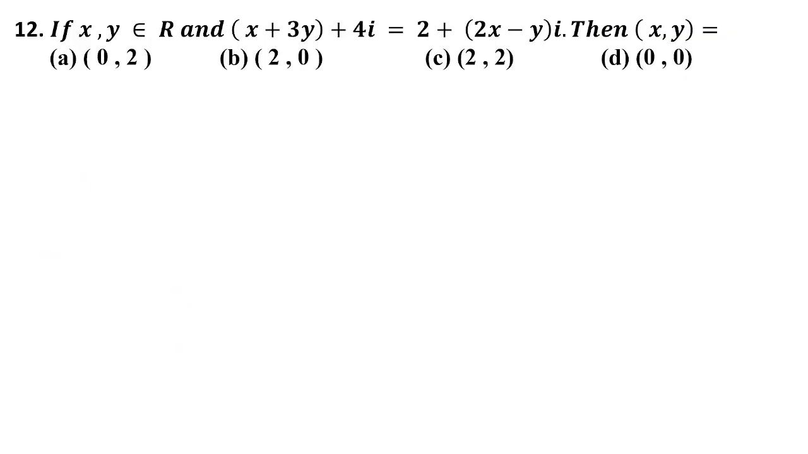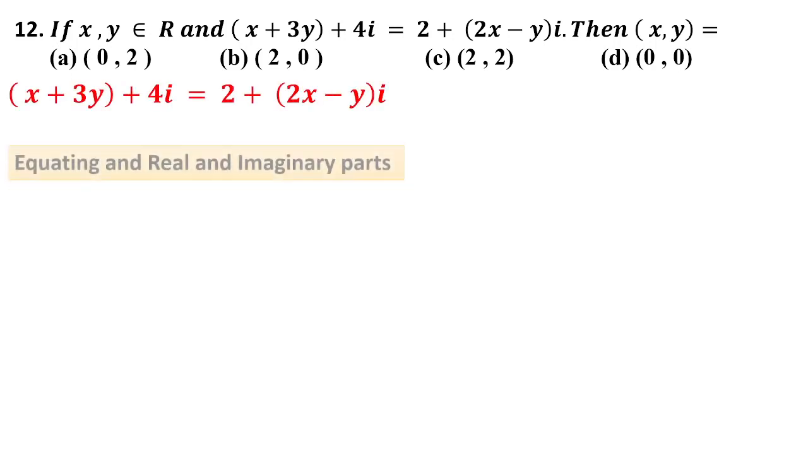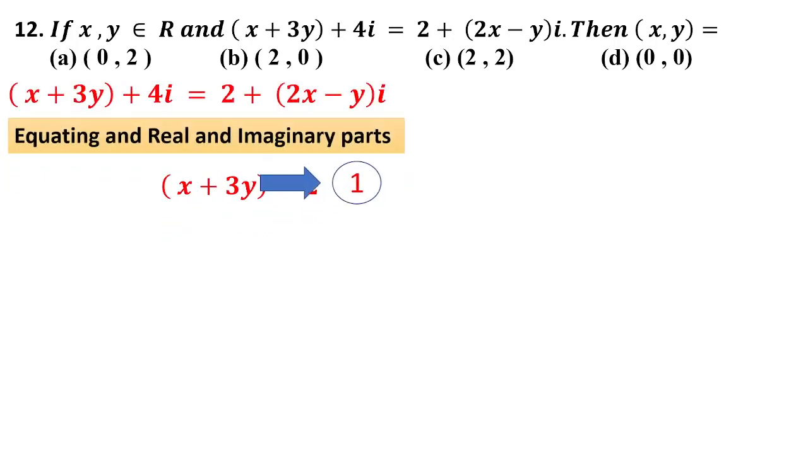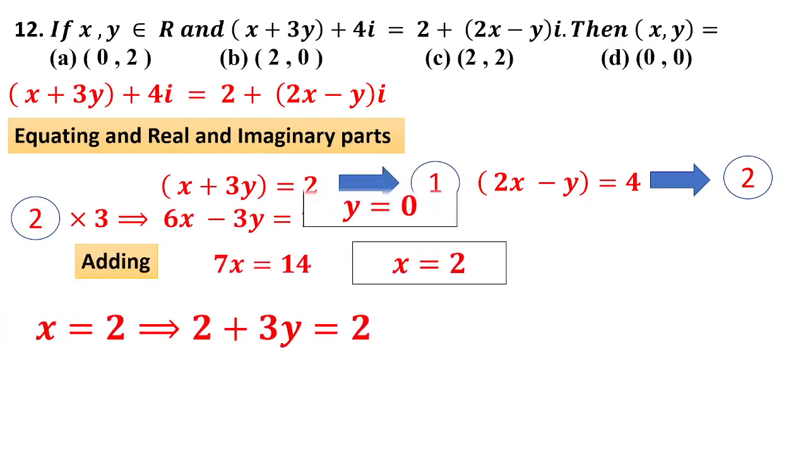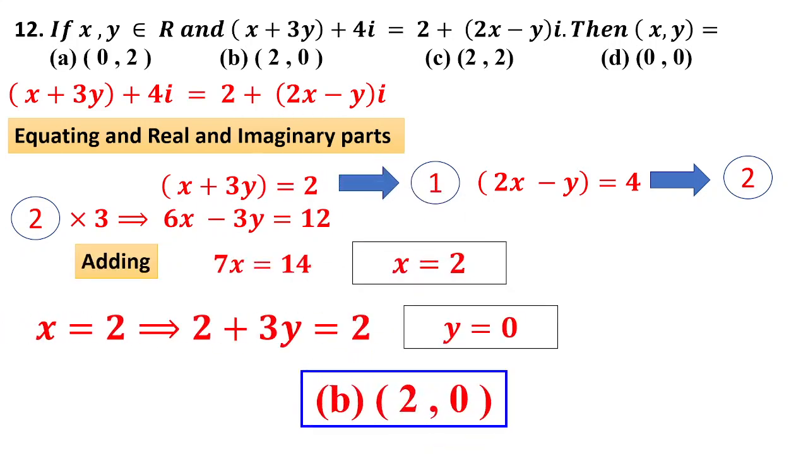Then question number 12. If x comma y belongs to R and x plus 3y plus 4yi is equal to 2 plus 2x minus yi, then x comma y is equal to. Very simple, we have to get the real part and imaginary part. Let us do it now. Equating real and imaginary parts, we are getting x plus 3y is equal to 2, and the second equation, 2x minus y is equal to 4. Solve it. You will get x is equal to 2 and y is equal to 0. Therefore, x comma y is 2 comma 0.